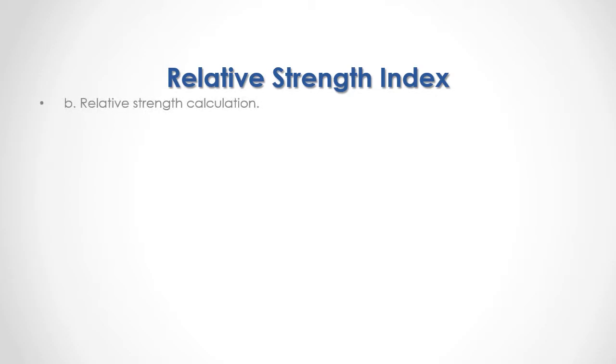B. Relative strength calculation. Current period 14 days relative strength calculation of close prices is equal to, and then within the numerator we have current period 14 days average gain of positive close price differences divided by current period 14 days average loss of the absolute value of negative close price differences.